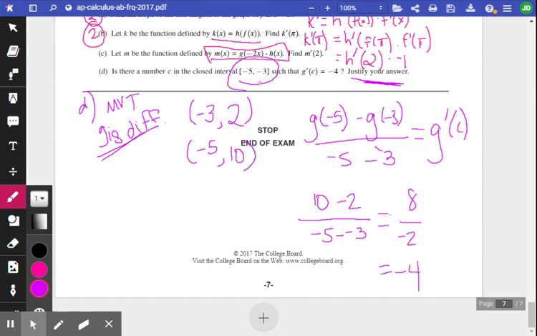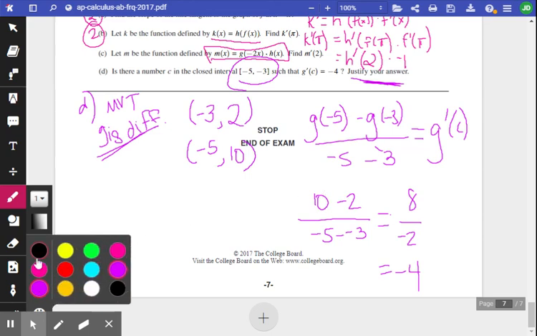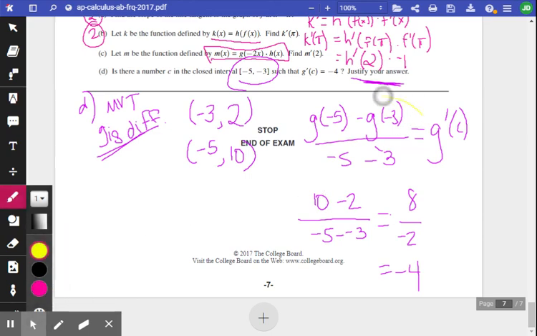The mean value theorem guarantees, therefore, that the derivative of g somewhere in this interval will also be -4, the same as the slope between the endpoints. That is mean value theorem. This is worth 2 points. To get the points, you need to show that you found the slope and that you cited the mean value theorem. To cite the mean value theorem, you also have to say that g is differentiable. So by mean value theorem, because g is differentiable, the slope between the endpoints is -4, which is therefore also the derivative of g somewhere in that interval. Okay, that wasn't too bad, hopefully.